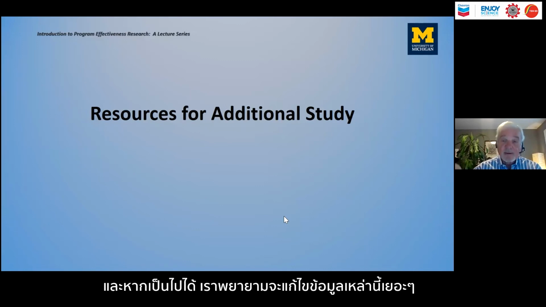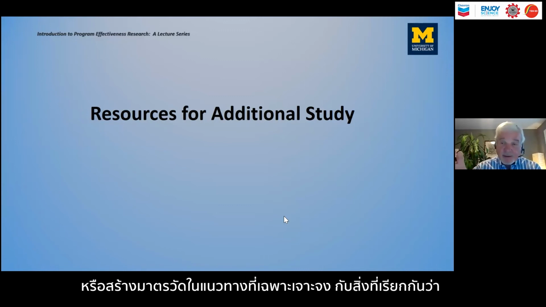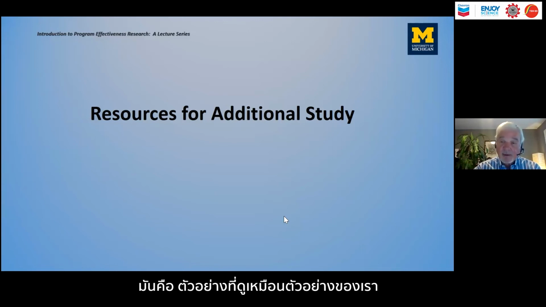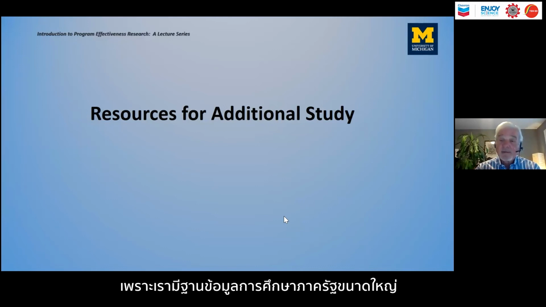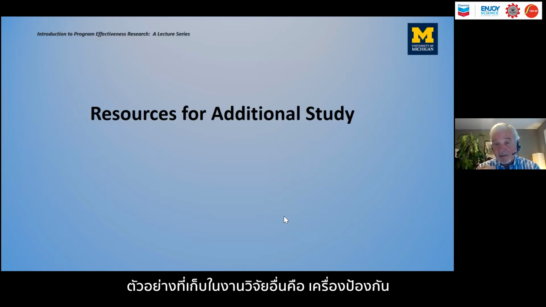And if possible, we try to do lots of this kind of tweaking to get the right covariates or building measures in particular ways on what's known as a remnant sample. That is a sample that looks like our sample, but isn't in our study. And fortunately here in the United States, we're able to do a lot of that because we have large state education databases, or many other studies are available for us that we can use to build these kinds of things. So remnant samples is a protection.